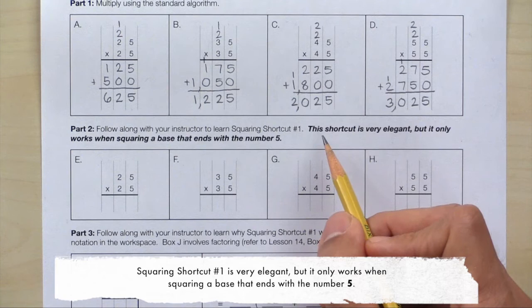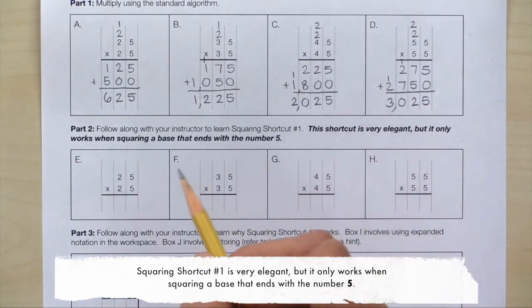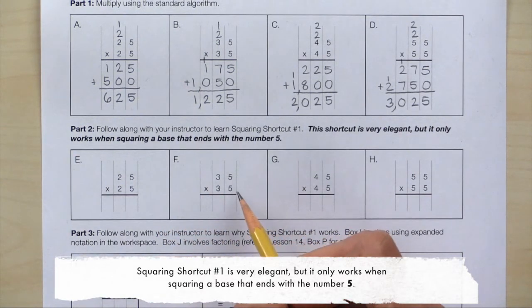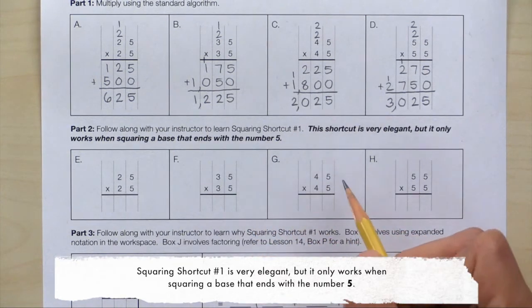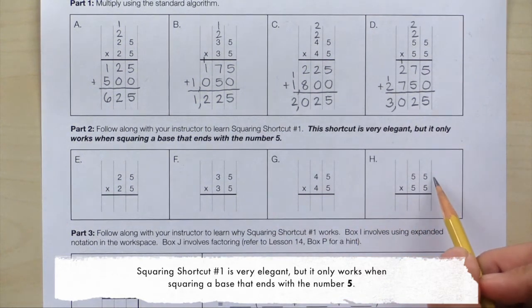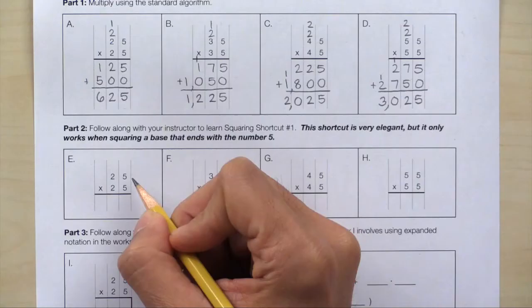with the number 5. So the shortcut will work for 25 squared because 25 ends with the number 5. It'll work for 35 squared because 35 ends with a 5. It'll work for 45 squared because 45 ends with a 5. And it'll work for 55 squared because 55 ends with a 5. Let's learn the squaring shortcut in box E.